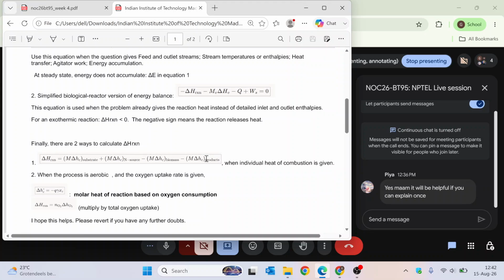You have to use this equation when the problem already has the del H of reaction instead of the inlet and outlet enthalpies. You will not be given the specific enthalpy; the small h values are not given directly. If your del H reaction value is given, then you can use this. And for an exothermic reaction, del H reaction is less than 0. That's why we have the negative sign here, and the negative sign means that the reaction is going to release heat.